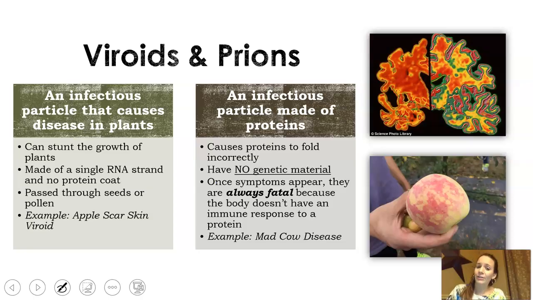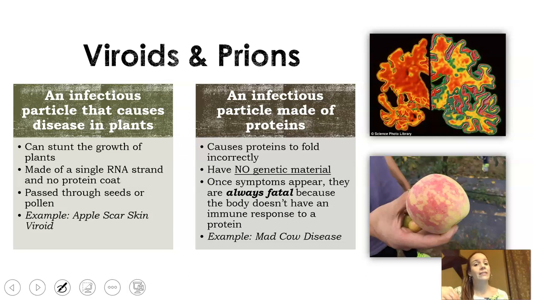So now we've talked about viruses. We previously talked about bacteria that make you sick. There's two other things you should know about, and they're both more so considered infectious particles. It's a viroid and a prion. A viroid is an infectious particle that's kind of like a virus, not quite, but it causes disease in plants, so plants only, and it stunts the growth of plants, or it can cause some issues with appearance, like you'll see in this apple over here.